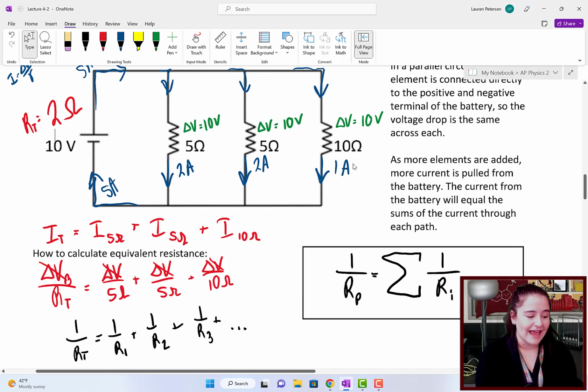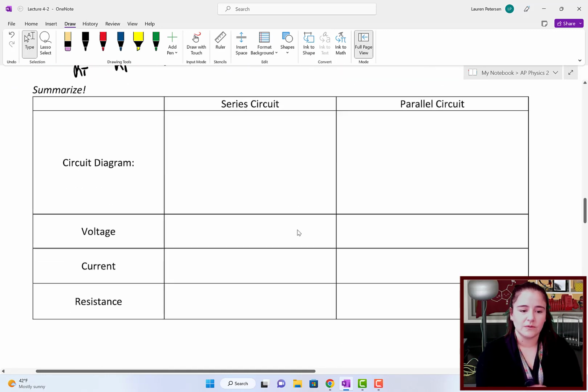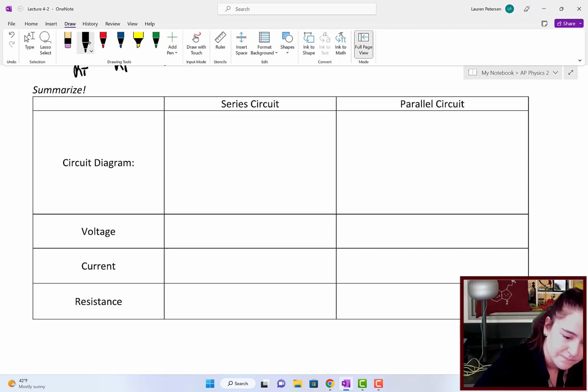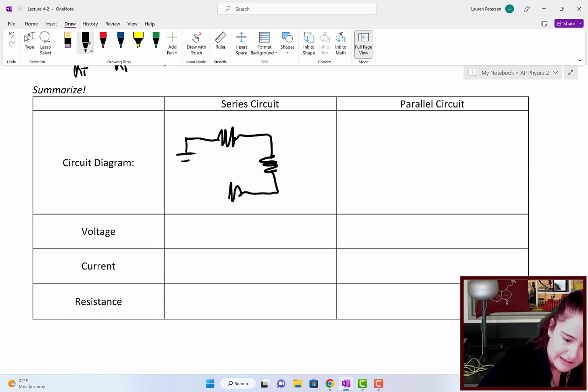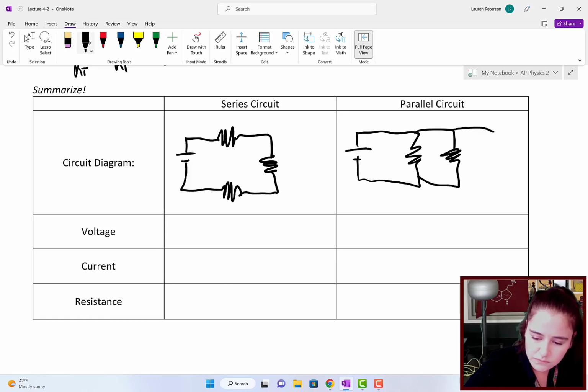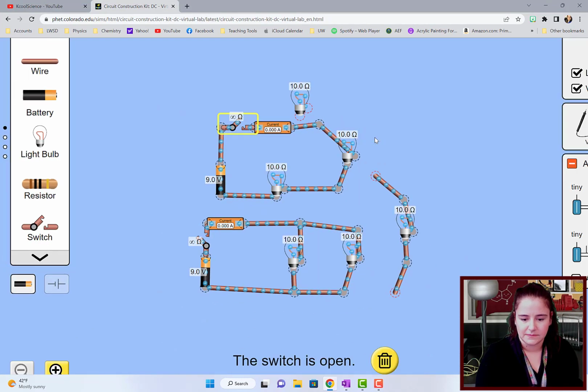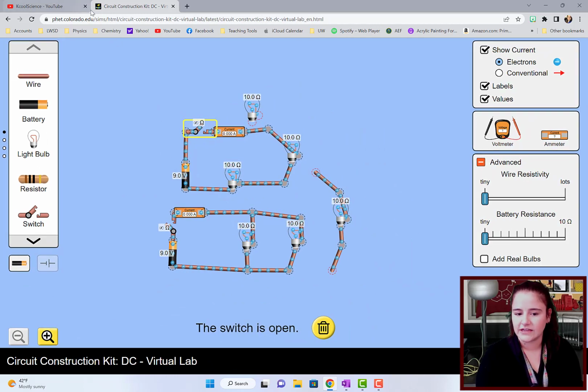Now we're going to summarize everything in this summary chart. So let's draw those in. For series, I'm just going to do it with 3 resistors to make it easy. So we have the series versus the parallel. And let's look at it in a simulation because that might help you make sense of this. This is my PhET simulation, the PhET circuit builder.